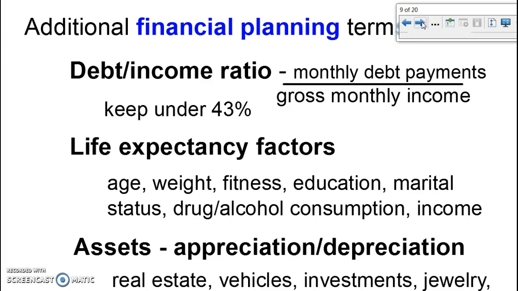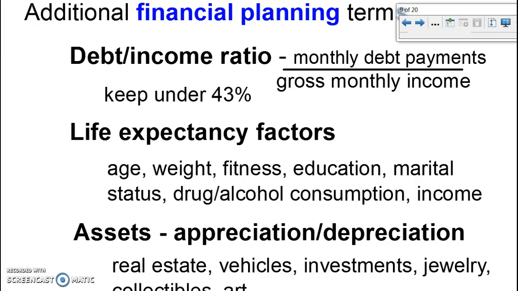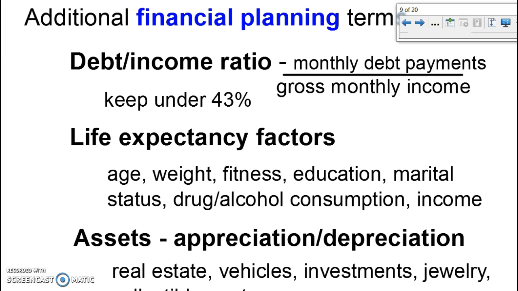Okay, so a few additional financial planning terms. These are ones that look to me like they would be interesting and important. There may be others that we come across and want to add to this. One is the debt-income ratio, which is what you owe monthly. So let's say your monthly house payment is $2,000 each month on your mortgage, and you also owe $400 each month on your car, so you have $2,400 in monthly debt payments, and then maybe you have another $800 in student loans. So you're paying $3,200 a month in your debt payments, and your gross monthly income is, let's say, $5,000.